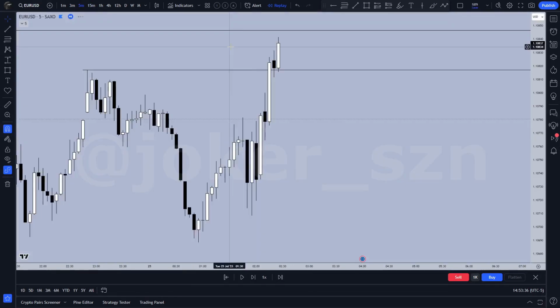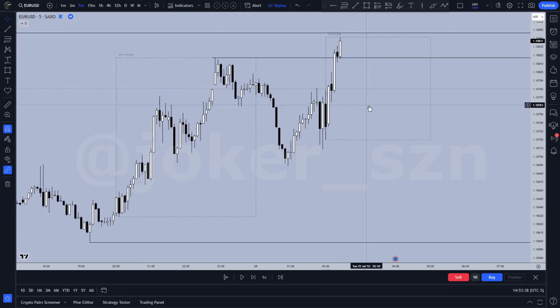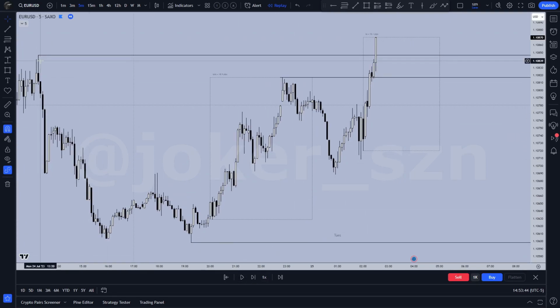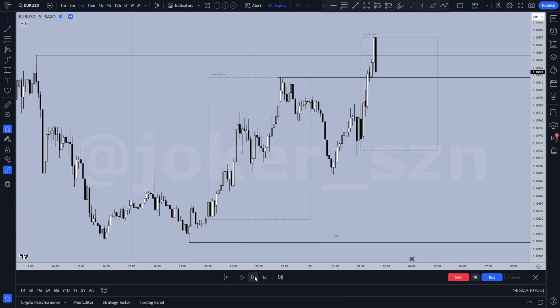So we go to the M5 for a lower time frame perspective of what price is doing, and we are now trading above the Asian highs. I also have taken out this high here, and remember this high was also aligning with the H1 order block mean threshold.